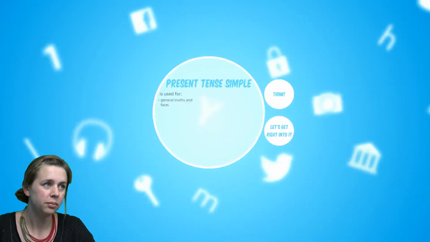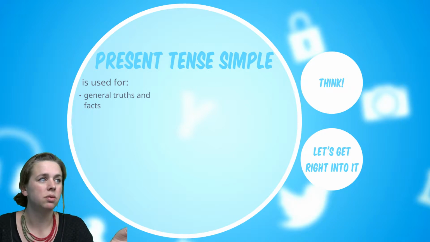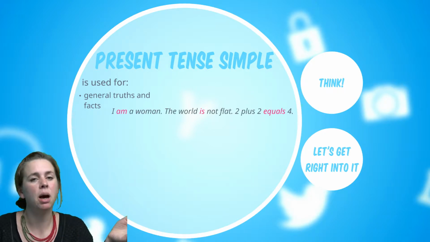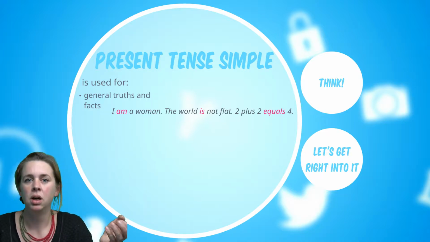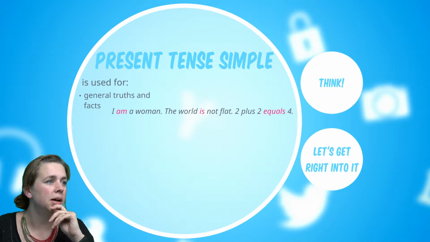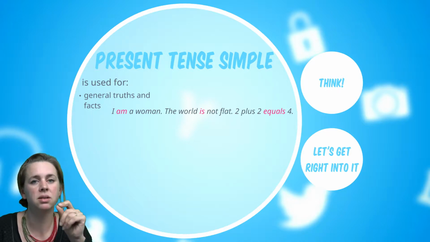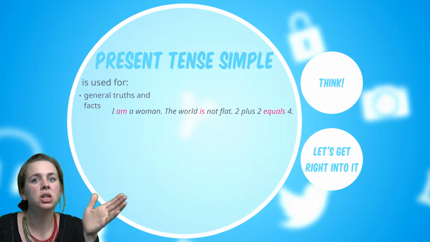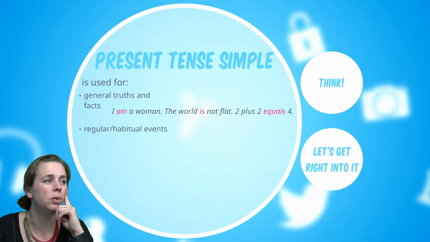So then let's start with the first one, with the present simple. So you obviously use it for general truths and facts, like I am a woman, the world is not flat, or 2 + 2 = 4. So any general sentence, any general fact you want to state is present tense. And you notice here, the world is not flat, or 2 + 2 = 4, the he, she, it, the little s thingy, okay? You've heard it all in school before.